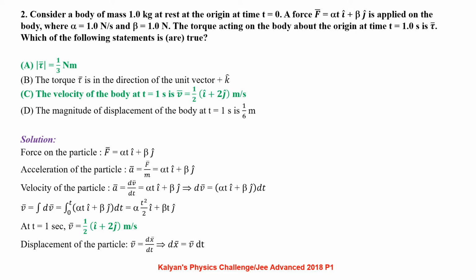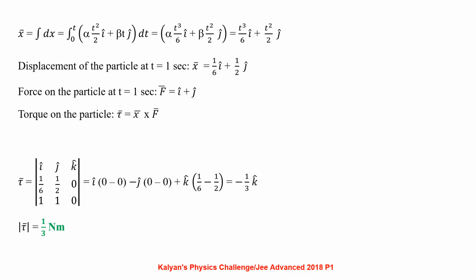Displacement of the particle: v bar equal to dx bar by dt, that is dx bar equal to v bar dt. x bar equal to integral dx, that is integral 0 to t of alpha t square by 2 i plus beta t j dt, that is alpha t cube by 6 i plus beta t square by 2 j, which is t cube by 6 i plus t square by 2 j. Displacement of the particle at t equal to 1 second, x bar equal to 1 by 6 i plus 1 by 2 j.